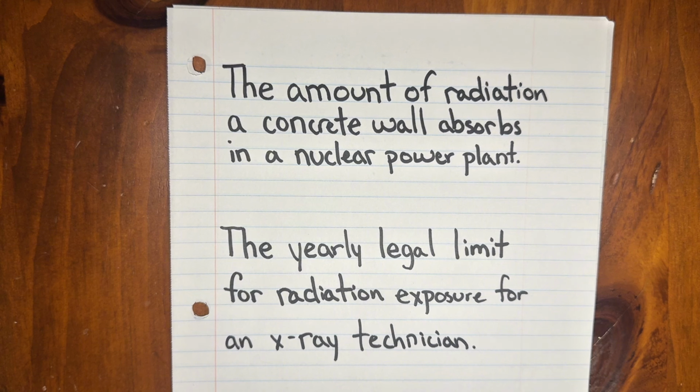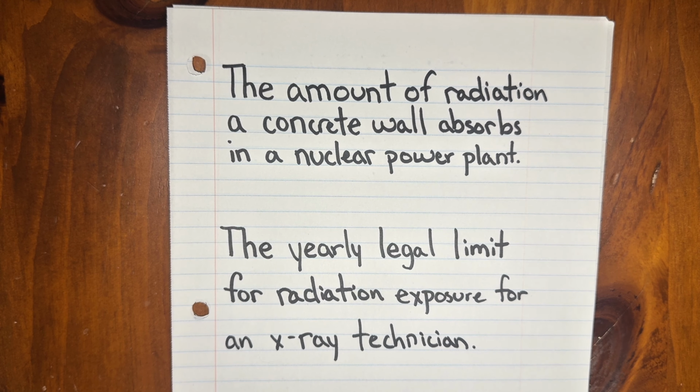Okay, we're going to be looking at 3 examples, trying to figure out which units we would use in which scenarios. So the first one is the amount of radiation a concrete wall absorbs in a nuclear power plant. In this case, we're worried about how a specific material or how much radiation a specific material is absorbing. And so for that, we're going to use the gray.